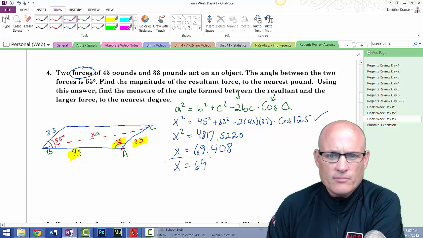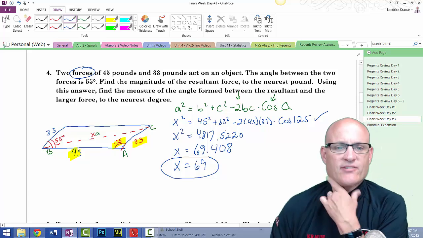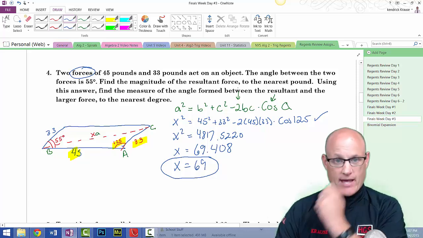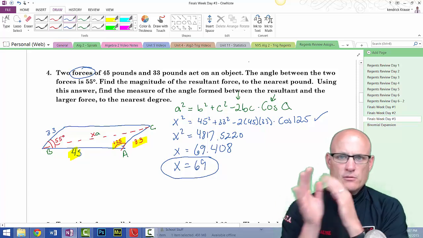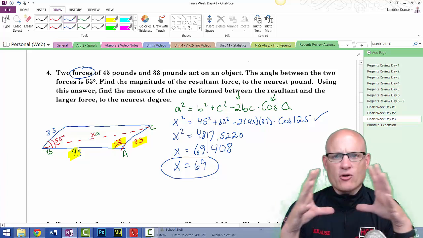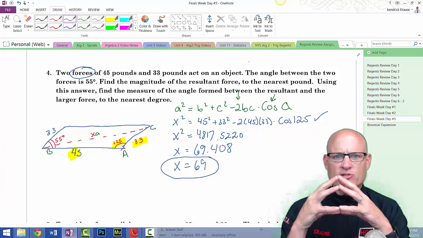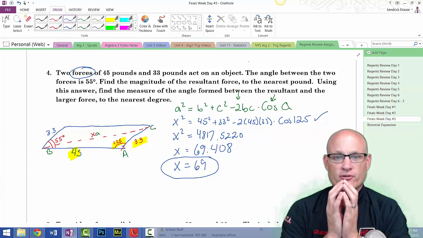I thought I changed this problem. Okay. Now it said, using this answer, find the measure of the angle formed between the resultant and the larger force to the nearest degree. I'm certain that there are a number of you who, when I read that, understood this.